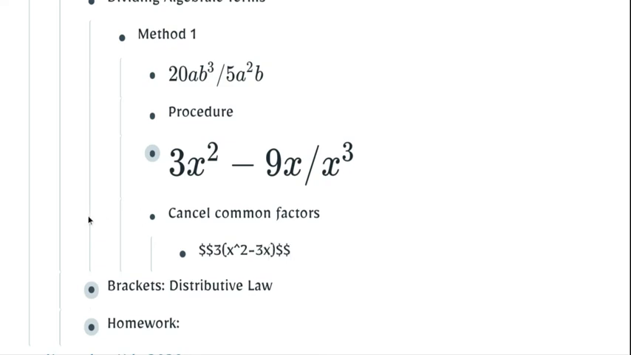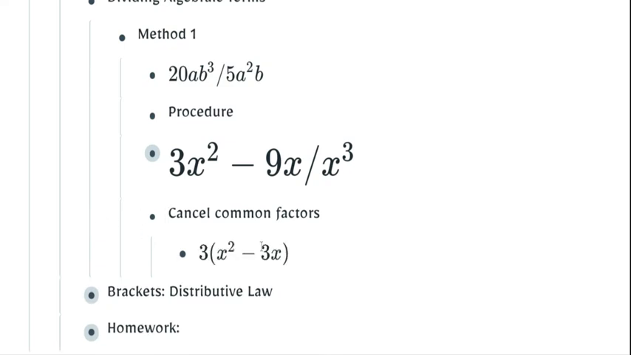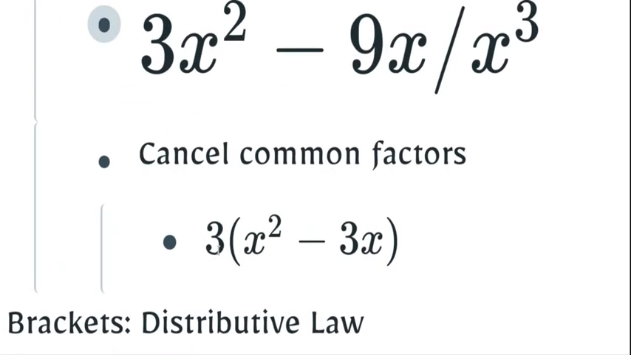Follow along with me. So that was canceling the common factors. Because look at this for me now. When we multiply 3 times x squared, what do we get? 3x squared, right? Yes, sir. And when we multiply 3 times negative 3x, what do we get? This right here, negative 9x. So we get back essentially what we had.